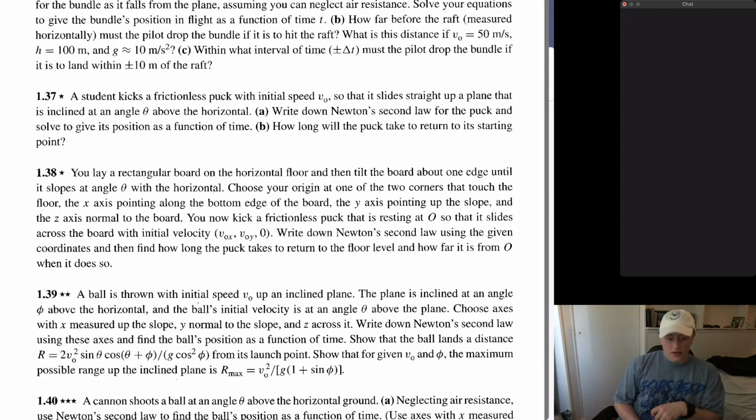Okay, so we're doing 37 now. A student kicks a frictionless puck with initial speed v0 so that it slides straight up a plane that is inclined at an angle theta above the horizontal. Write down Newton's second law for the puck and solve it to give its position as a function of time.